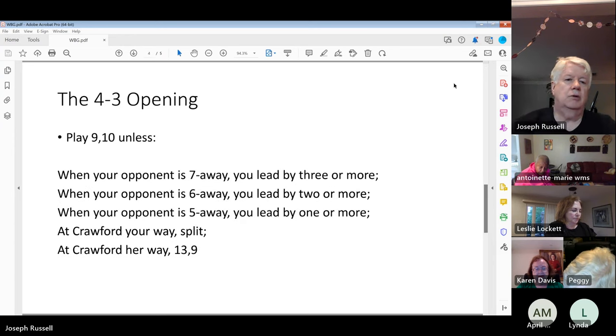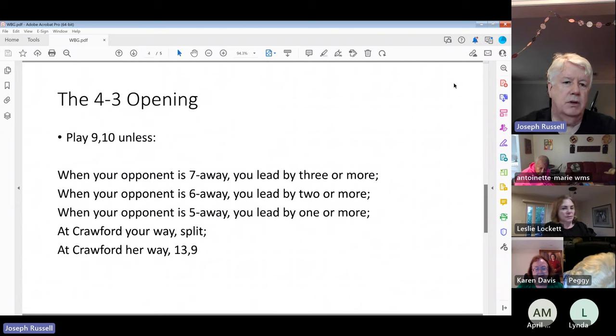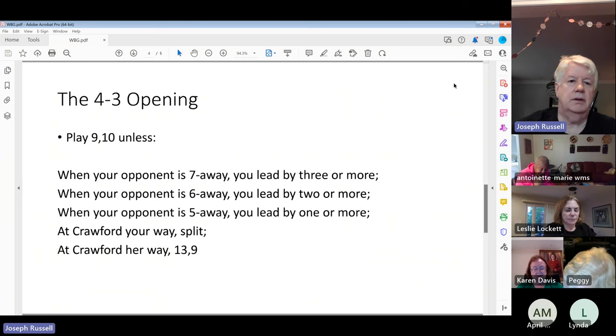The 4-3 opening, you play 9-10 unless when your opponent is seven away, you lead by three or more. Then you split, play 21-9. When your opponent is six away, you have to lead by two or more. Then you play 21-9. When your opponent is five away, you lead by one or more. Then you play 23-9. At Crawford, your way, always play 21-9. At Crawford, her way, always play 13-9.